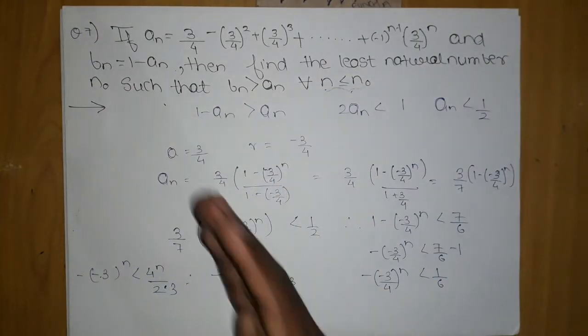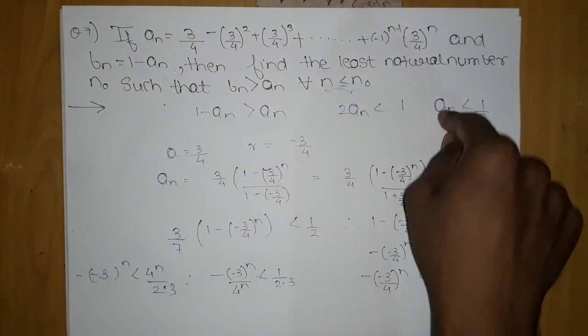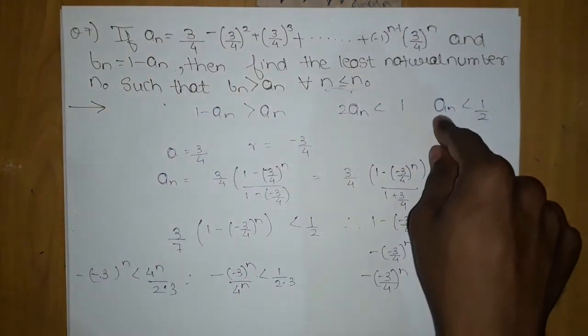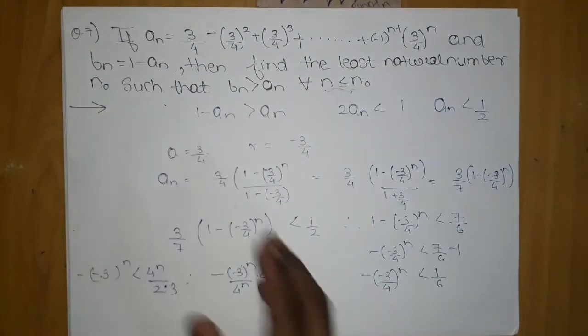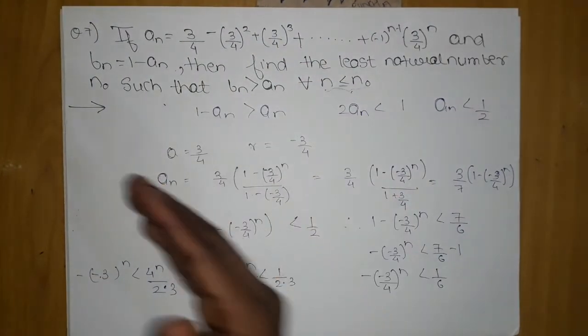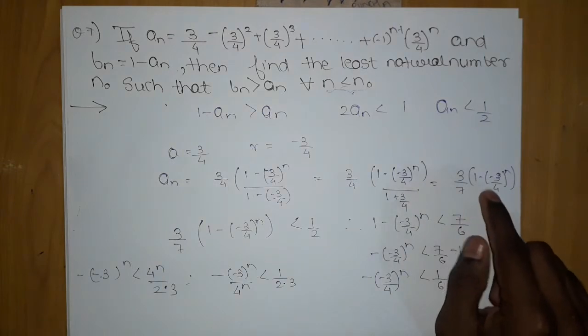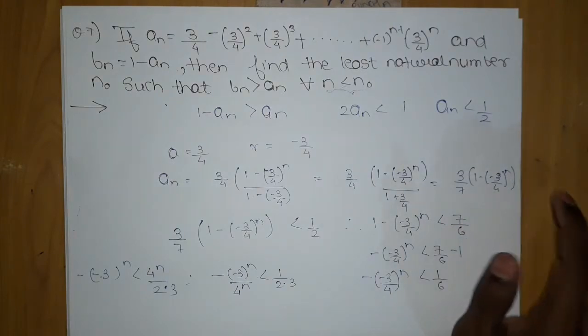Then we analyze this because we wanted to find an. After getting an, we will substitute it here. That was the general process. So we find out its sum. It is a GP, very easy to understand. A is 3 by 4, R is minus 3 by 4. After calculating, we got 3 by 7 into 1 minus (minus 3 by 4) to the power n, where n we don't know.